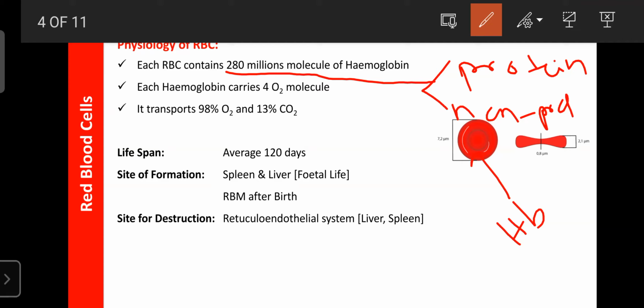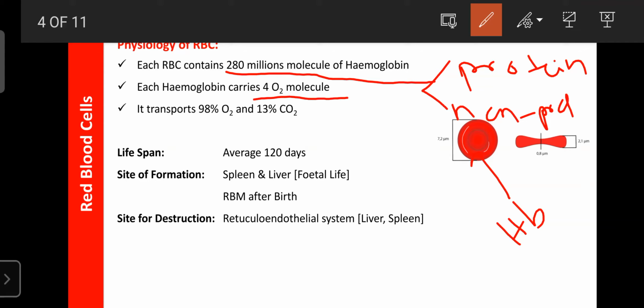So hemoglobin mainly consists of two parts. One is the protein and the other is the non-protein. The protein part is known as globin, and the non-protein part is known as heme. This heme, or ferrous iron, plays an important role in occupying the oxygen molecule, and each hemoglobin molecule can occupy four molecules of oxygen.